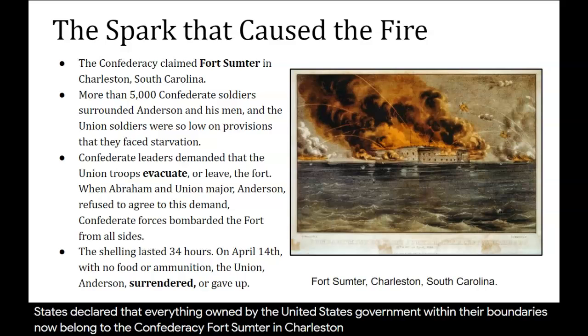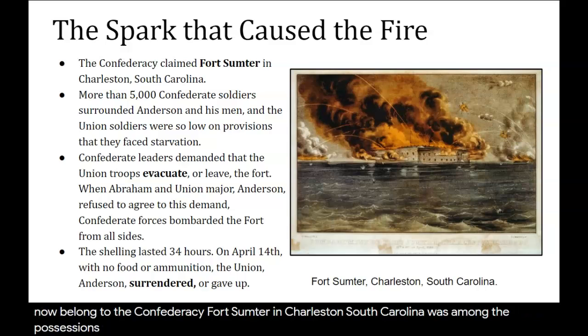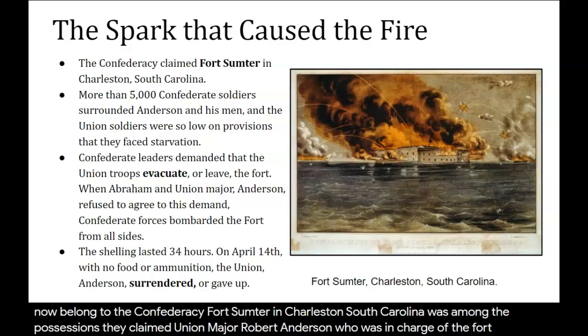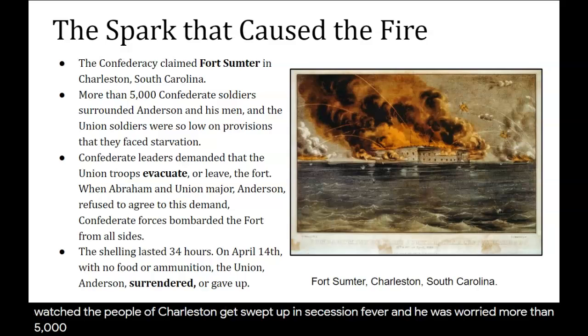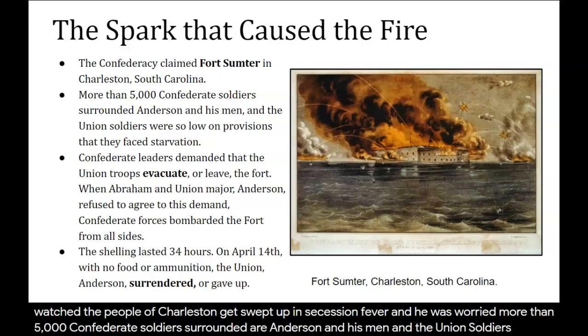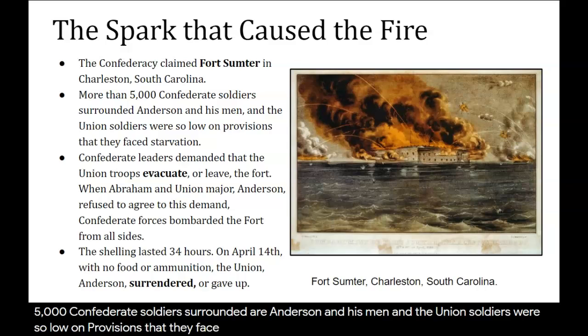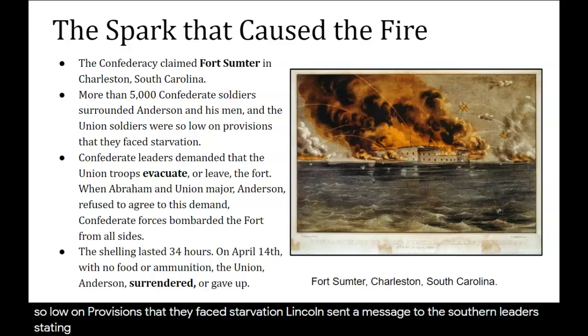Fort Sumter in Charleston, South Carolina was among the possessions they claimed. Union Major Robert Anderson, who was in charge of the fort, had watched the people of Charleston get swept up in secession fever, and he was worried. More than 5,000 Confederate soldiers surrounded Anderson and his men, and the Union soldiers were so low on provisions that they faced starvation. Lincoln sent a message to the Southern leaders stating that he was going to send food, but not weapons, to the soldiers at Fort Sumter.